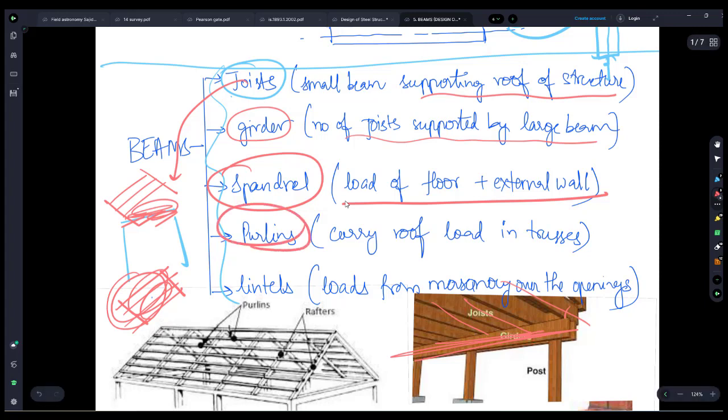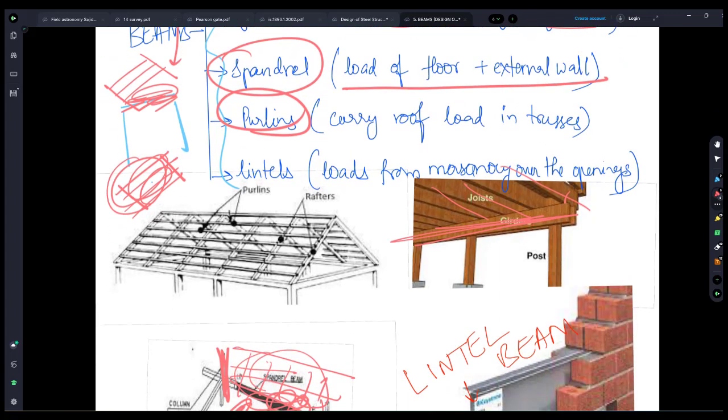And then we have purlins. Purlins kya hota hai? See, if you are seeing the roof truss, okay. So there you can clearly see members which are running throughout my truss, right? So these members I am calling as purlins, right? ये members को हम कहते हैं purlins.